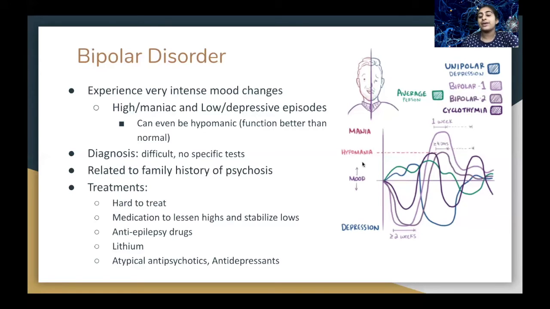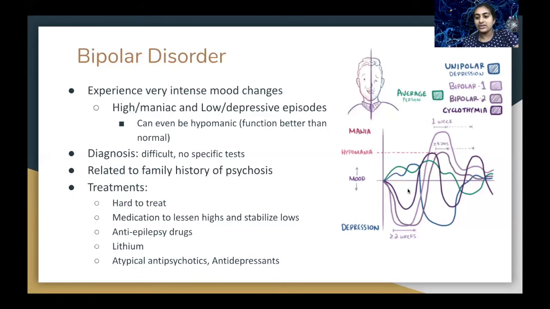So right over here is an image of different types of mood disorders. So here's our unipolar depression, which is our major depression in blue. So as you can see here, here's mania, hypomania, and depression. This y-axis is the mood. The x-axis is the length of time.